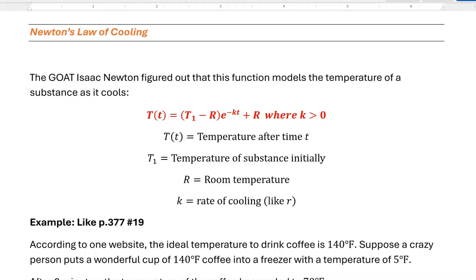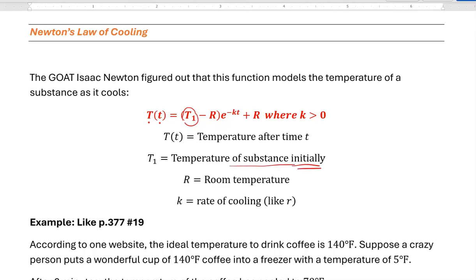He's got it all. Okay, so anyway, he figured out that this function models the temperature of a substance as it cools. So notice what we got here. We got that function notation going again. This time, T for temperature at a given time equals T subscript 1. This again is going to be the initial temperature of the substance initially at the beginning.